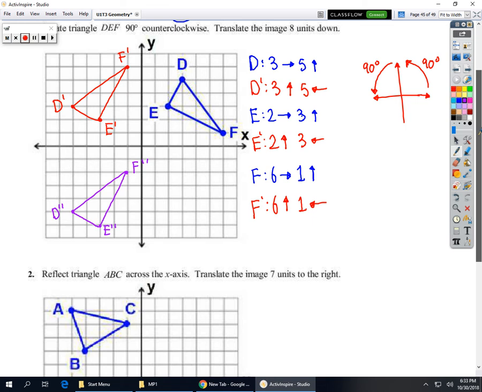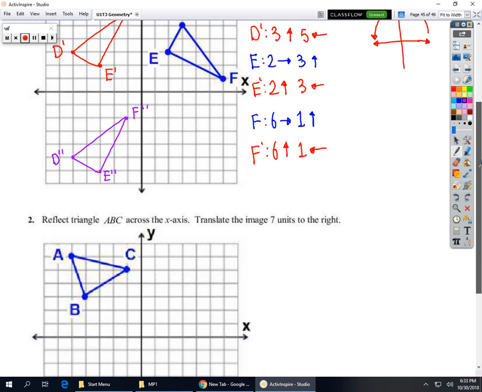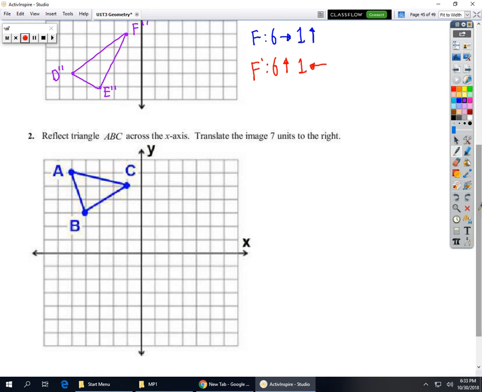So here's one series of transformations. The next one says reflect it, then translate it. I'm going to reflect it across the x-axis. How do I do that? Well, x-axis is the horizontal axis right here. I'm going to flip it over, meaning the new triangle has to be the same distance below that it is above. So A is 1, 2, 3, 4, 5, 6 spaces above. So I got to go 6 spaces below.